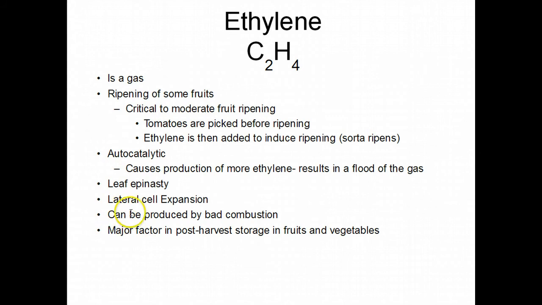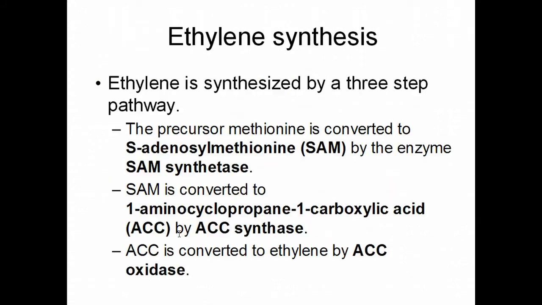A very important one, and I don't have a picture of this, is that you see a lot of damage in greenhouses. Ethylene is a product of incomplete combustion. I had these neat pictures of a plume in front of a fan, a heater in a greenhouse, and you could just see the ethylene damage. The closer to the heater, the more damage. And of course, it's a major factor in post-harvest.